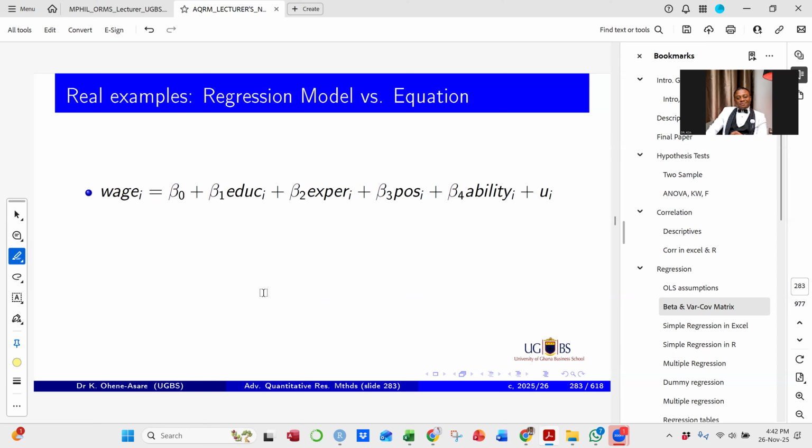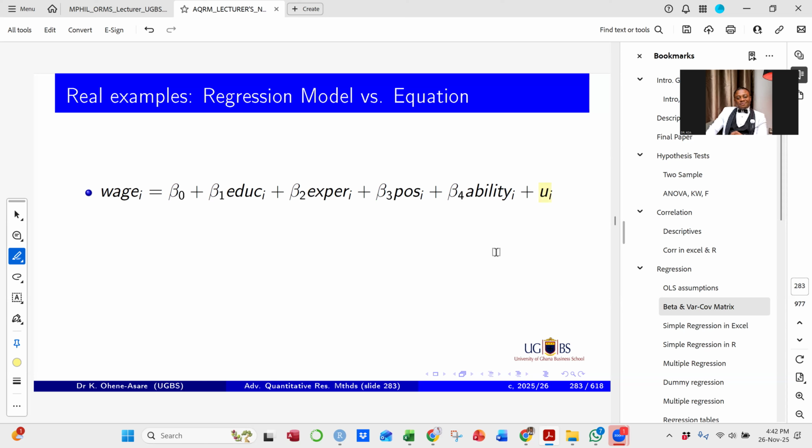Now I'm going to ask you a few questions practically so that what I just showed you doesn't become too theoretical. A typical multiple regression is on your screen. It is where you have wage, and wage is influenced by education, experience, position, and ability, which I'm sure you all know. But there are other factors that can also influence wage, which have not been written here. These factors are usually found in the error term, the UI.